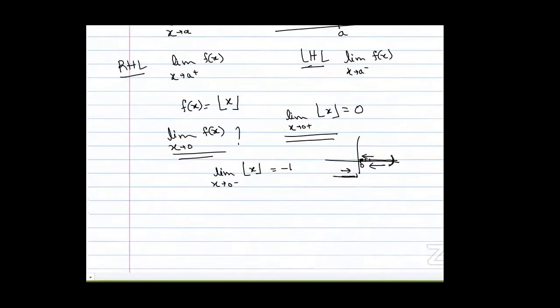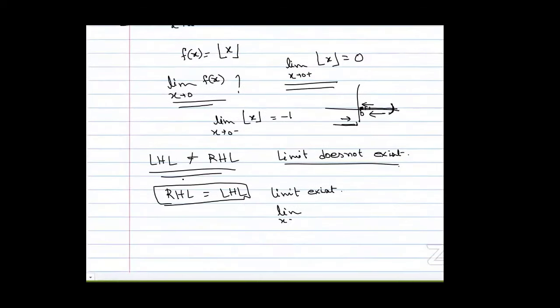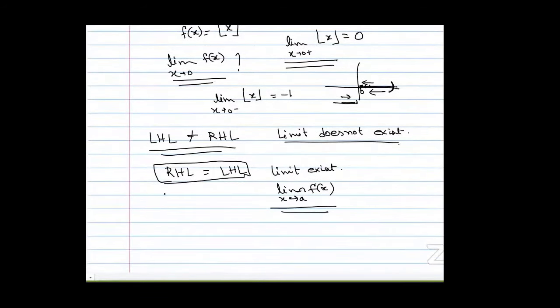So you can see that the left hand limit and right hand limit do not match, right? When this kind of situation happens, we say that the limit does not exist. Clear? If these two limits are the same, if the left hand limit and right hand limit are equal, then we say that the limit exists, and we then denote it by limit as x tends to a of f(x).